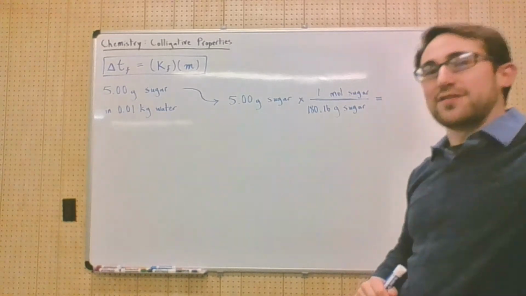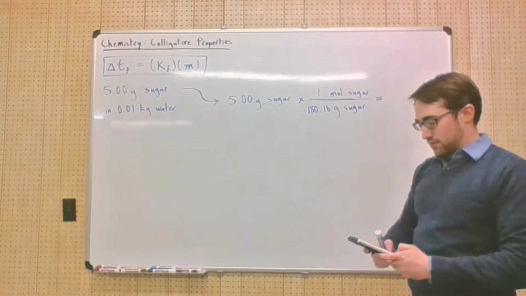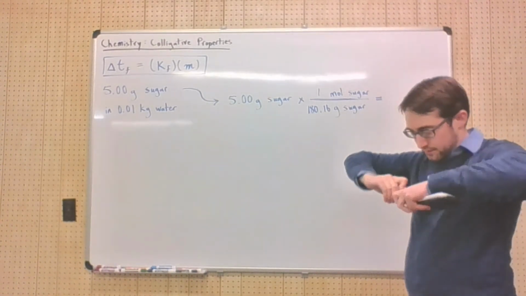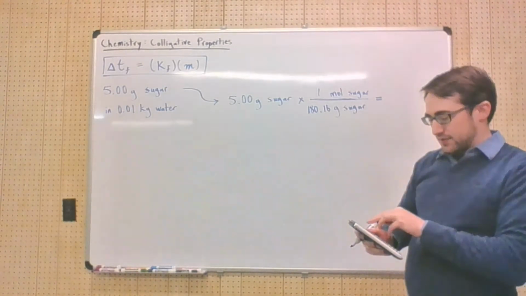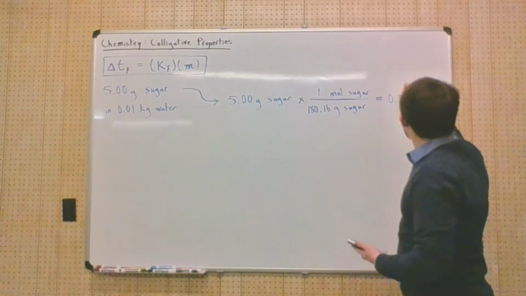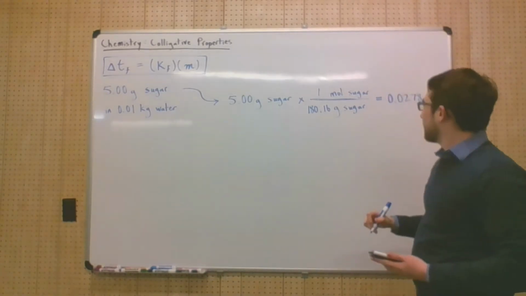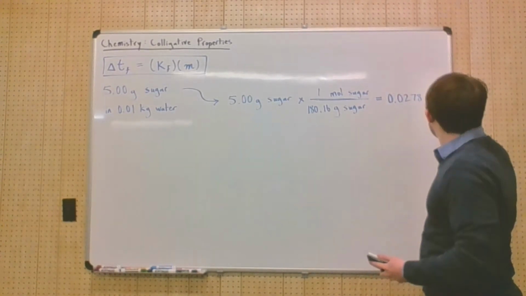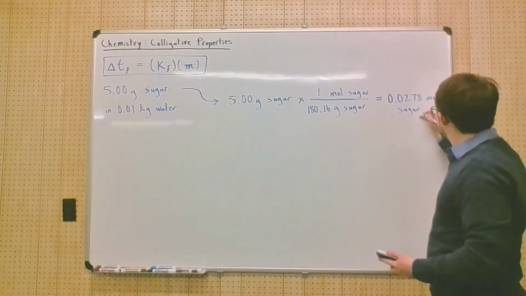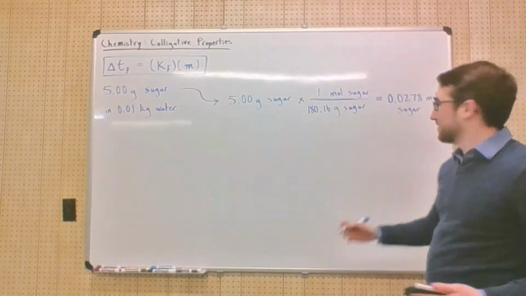Let's grab the calculator. And I get 0.0278-ish. Right? And that's moles of sugar. Okay? But I'm not done yet. I still have to convert that into molality.